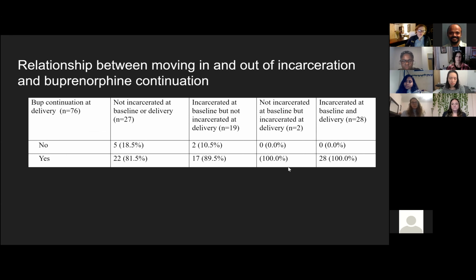So for individuals who stayed not incarcerated throughout pregnancy and delivery, 81% continued buprenorphine at delivery. And those who were incarcerated at baseline and at delivery, 100% of them stayed on buprenorphine at delivery. So there was actually a higher rate of continuation for those incarcerated during this whole period. And 89% of individuals who were incarcerated at baseline but not incarcerated at delivery remained on buprenorphine at delivery. So just some things to think about as we move forward in this analysis.